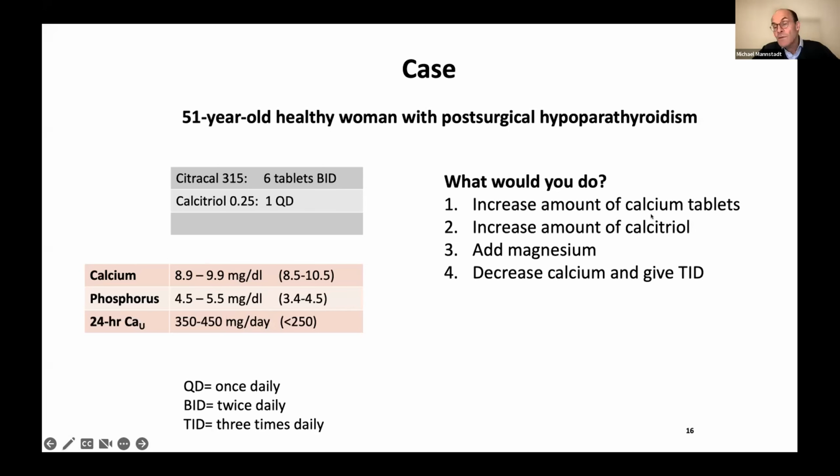Obviously we discussed that the calcium tablets are already too much, so we don't want to increase. Increasing the amount of calcitriol, sure, if you also want to decrease the calcium, right? So if you want to do 2 and 4 together, that would be great, but that was not an option. Add magnesium, well, we don't really talk about the magnesium. We don't know what the magnesium is here, and so it will probably not play a major role in the fact that her urinary calcium is high, right? And so you did the right thing in saying, instead of these humongous amounts of calcium tablets, we want to decrease this and actually give it 3 times a day instead of twice a day.